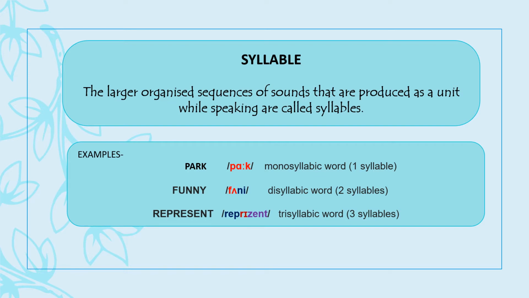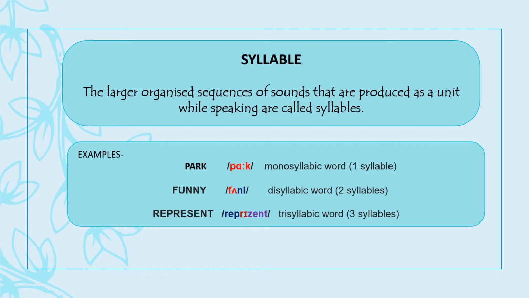Let us understand with the help of these examples. The first word, park, is a monosyllabic word. That means it has a single syllable, or the sounds of this word are pronounced as a single unit. There is no different section in this word. So it is a monosyllabic word. Park.